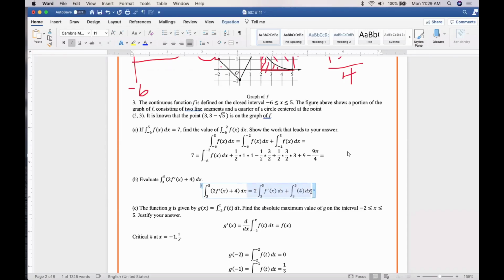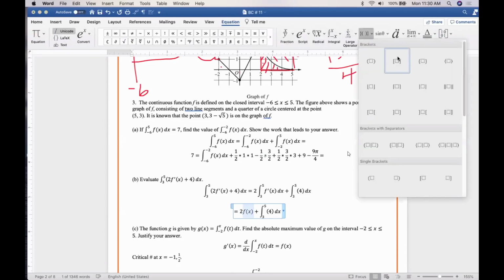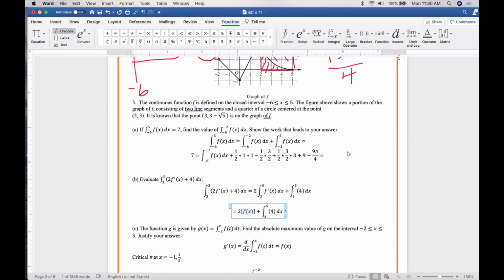So what would that equal to now? This is f of x. What am I doing? I'm sorry. I need to shut this up. One second, guys, I'm sorry.